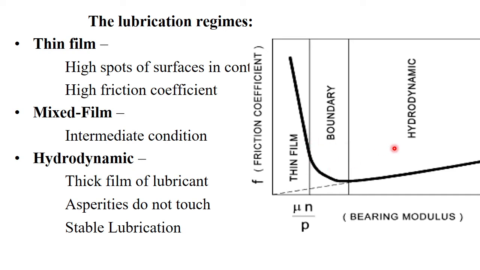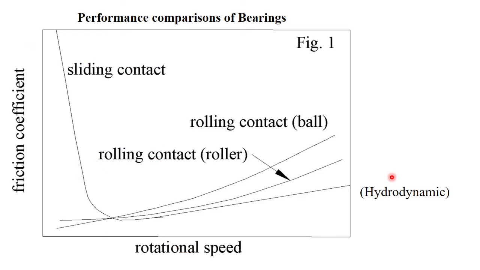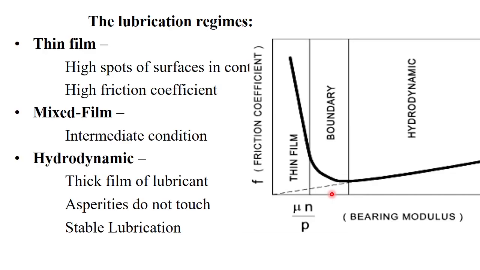So for any hydrodynamic bearing, when it comes to rest, it follows this path. Again, when it starts, it follows this path. So that way also, for frequent stoppage and starting, rolling contact bearings are favorable. Hydrodynamic bearings are more useful when we are going for a continuous operation. So these are the things which affect the bearing design.